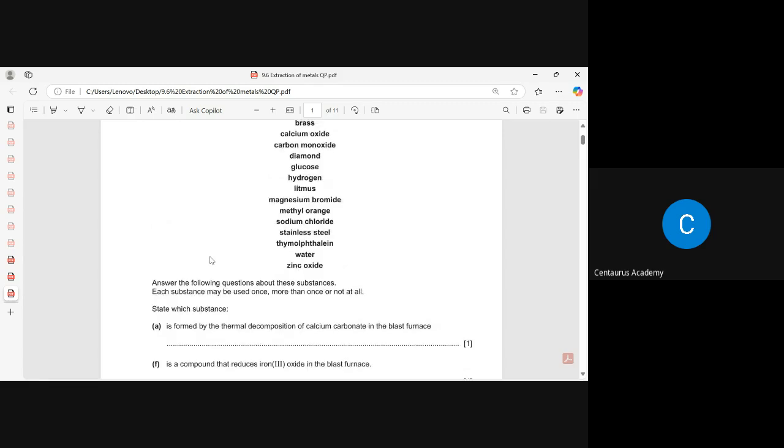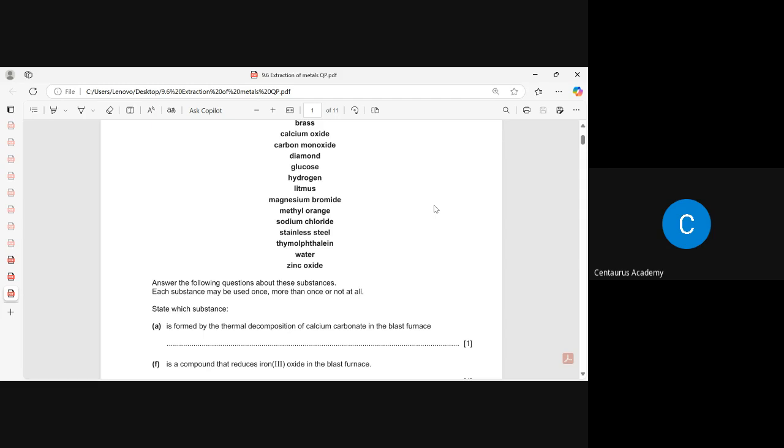Now the next one says it is a compound that reduces iron 3 oxide in the blast furnace. What compound is it which reduces Fe2O3 in the blast furnace? Carbon monoxide. Very good. Excellent. So yesterday I told you that carbon monoxide is a good reducing agent. Carbon is also a very good reducing agent.